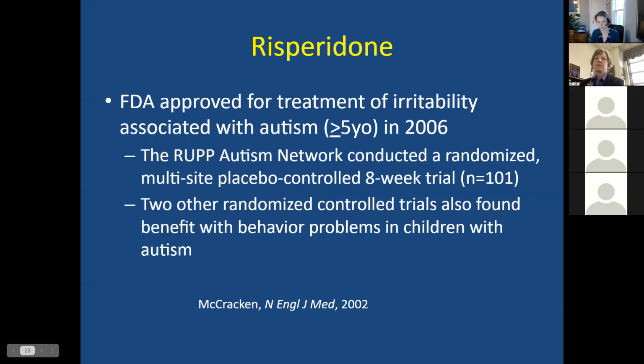So risperidone is FDA approved for the treatment of irritability associated with autism in children at least 5 years of age and older. This was FDA approved in 2006 based on 101 kids in randomized multi-site clinical trials. So like the gold standard clinical trial, of course, to get the FDA approval, and with 2 other controlled trials supporting their findings as well. Next slide.